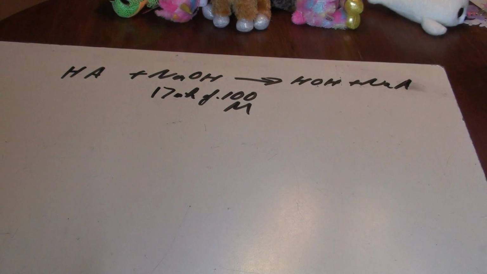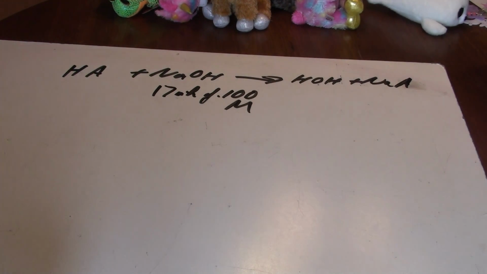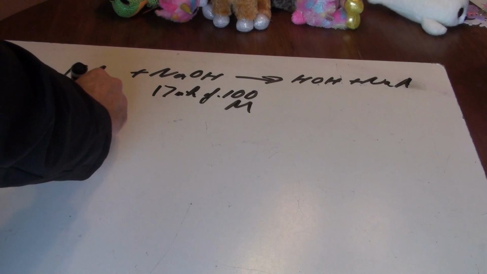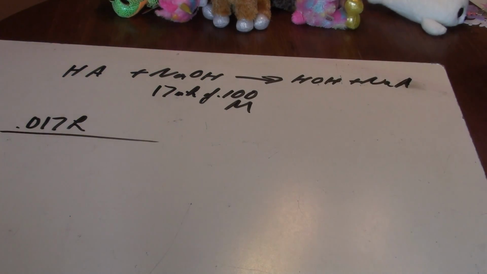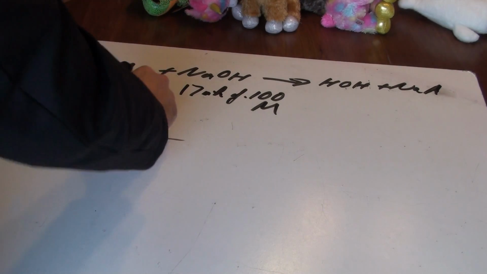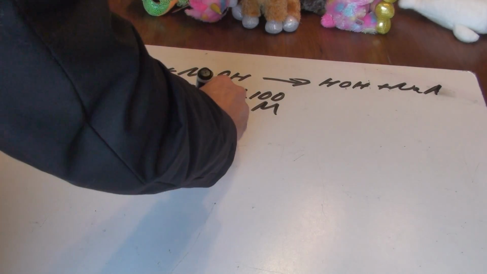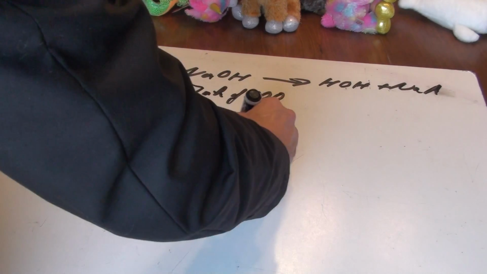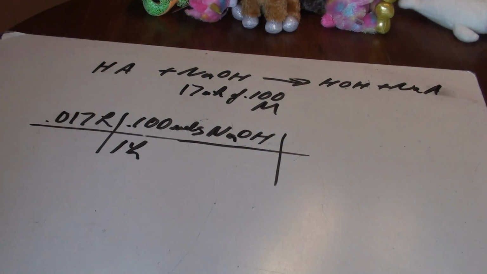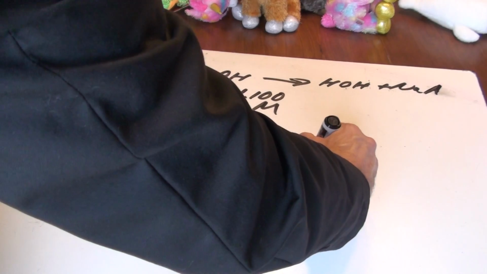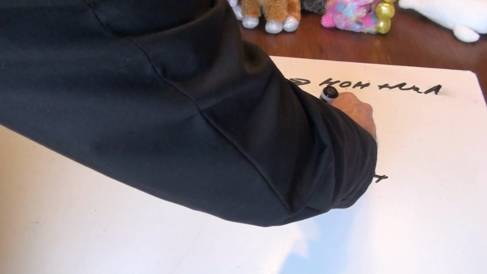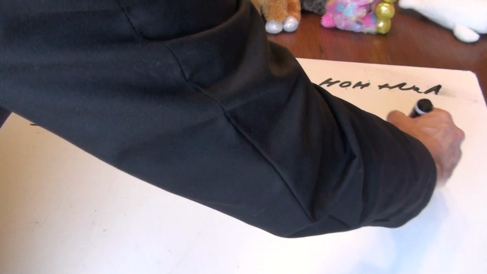So I'm going to calculate, just like in the last problem, how many moles of base I have. So 0.017 liters. I converted the milliliters to liters in my head. And 1 liter is 0.100 moles of base. And then your acid. Notice this is a monoprotic acid. If you have a diprotic acid like sulfuric acid, you have to make sure that your reaction is balanced correctly. So we've got 1 mole of sodium hydroxide gives me 1 mole of my acid.